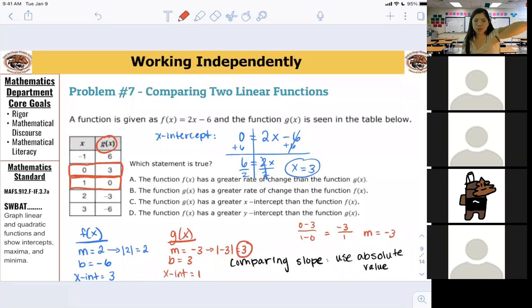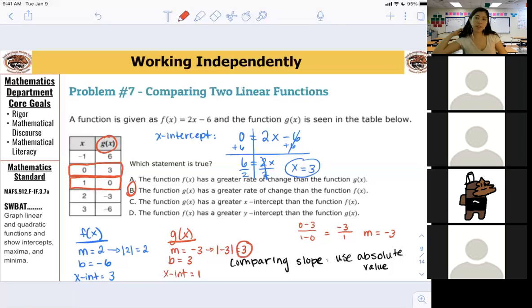The negative just controls if it's a positive slope or if it's a negative slope. The actual value of the number, so the absolute value, so 2 and 3, tell me how steep it's going to be. So I know that even though g of x is facing downward, it's a much steeper hill than f of x because 3 is greater than 2. So in that case, which of these is my correct answer? B.